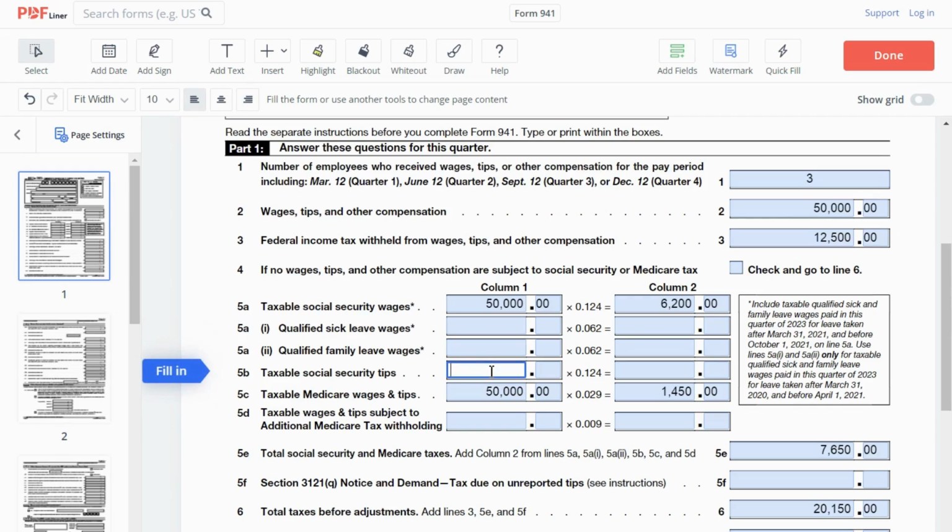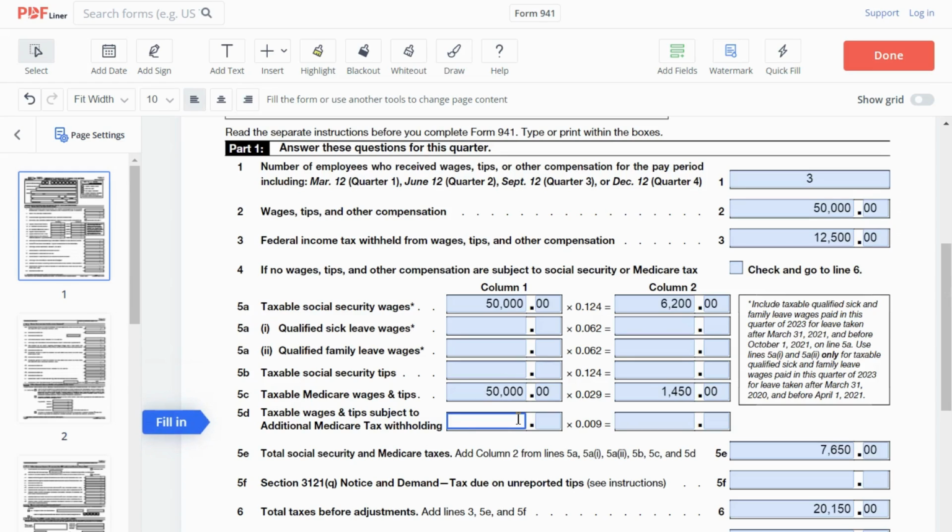There are no limits for Medicare taxes, so copy the amount from line 2 to line 5C. If any of your employees make more than $200,000 for the year, enter their wages on line 5D. In this case, we leave this blank as well.